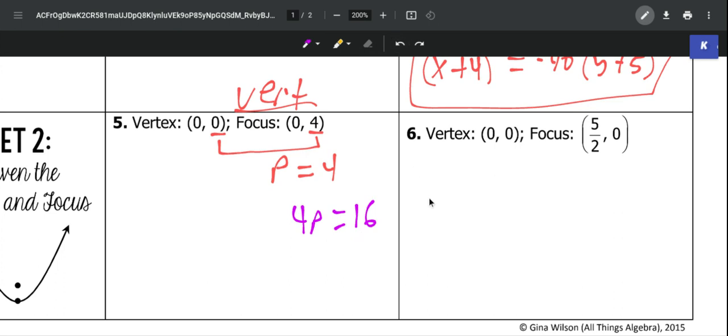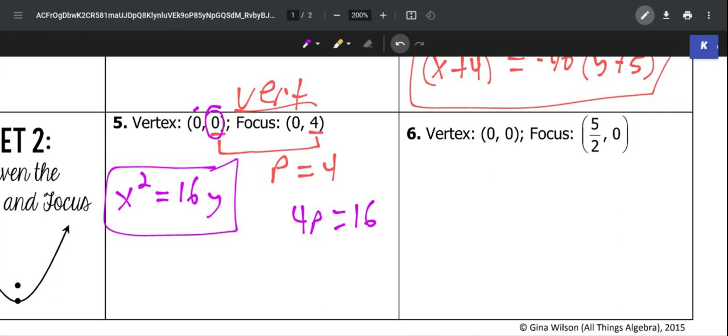All right, so now we can write our equation. So we have a vertical parabola, and we know our vertex, so we're going to start off with x for the vertical, and x will actually be by itself because the vertex's x coordinate is 0. So we'll just have x squared is equal to 4p, which is 16, times y, which y here would actually still just be by itself because the y coordinate for the vertex is 0. So this would be the equation for our parabola.